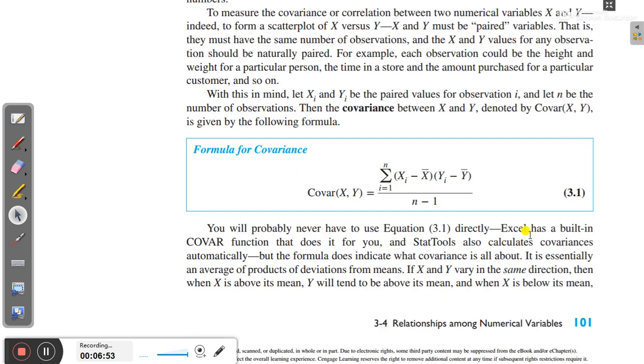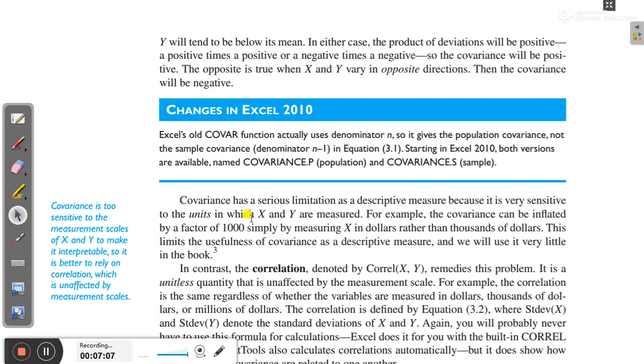Okay, so that is what it's saying, that the value of the covariance will give you the direction of the x and y, or it will give the idea about x and y value with the trend line. But it has some drawback. Covariance has a serious limitation as a descriptive measure, because it is very sensitive to the units in which x and y are measured. And if x and y value are very much different, for example, a covariance can be inflated by a factor of 1000 simply by measuring x in dollars rather than thousands of dollars.